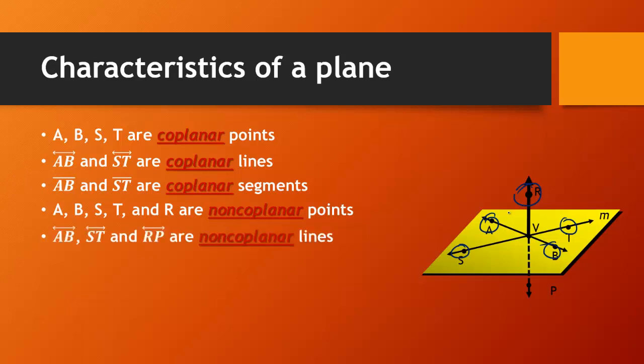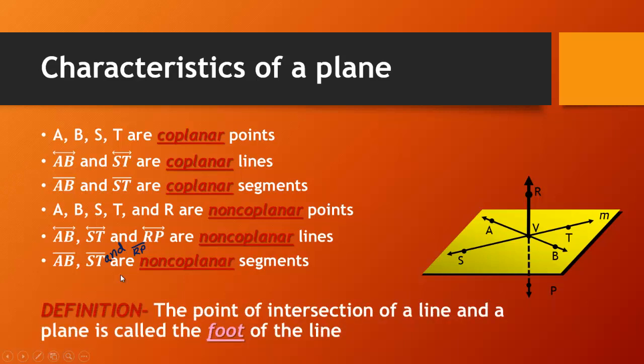Lines AB, ST, and RP are non-coplanar lines. Again, you have line AB and line ST. Those are coplanar. However, when you add in line RP, it is not, because it clearly passes through the plane. It is not lying on the plane. Segments AB, ST, and RP are non-coplanar segments.